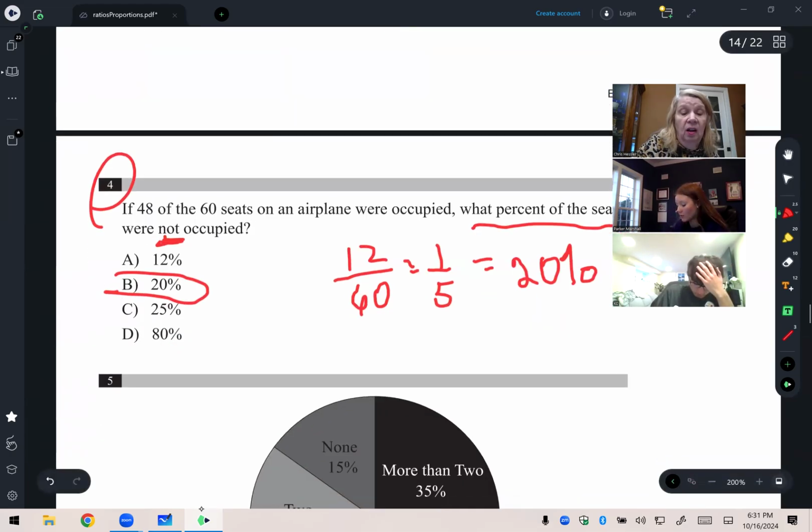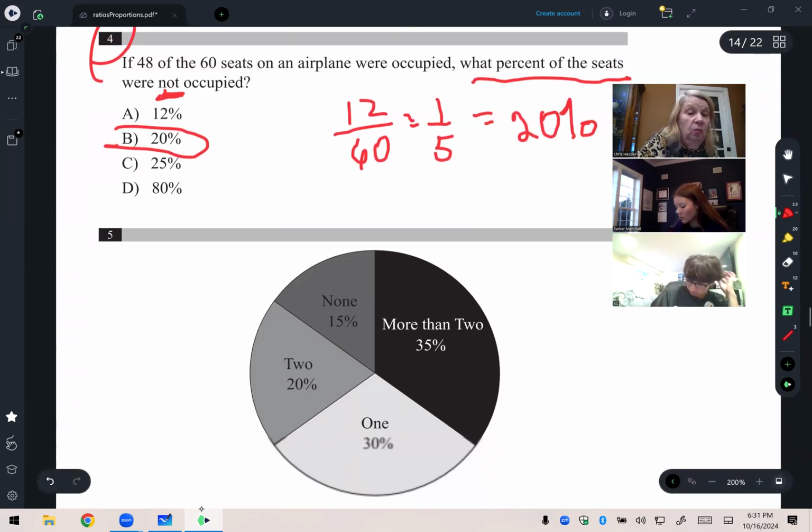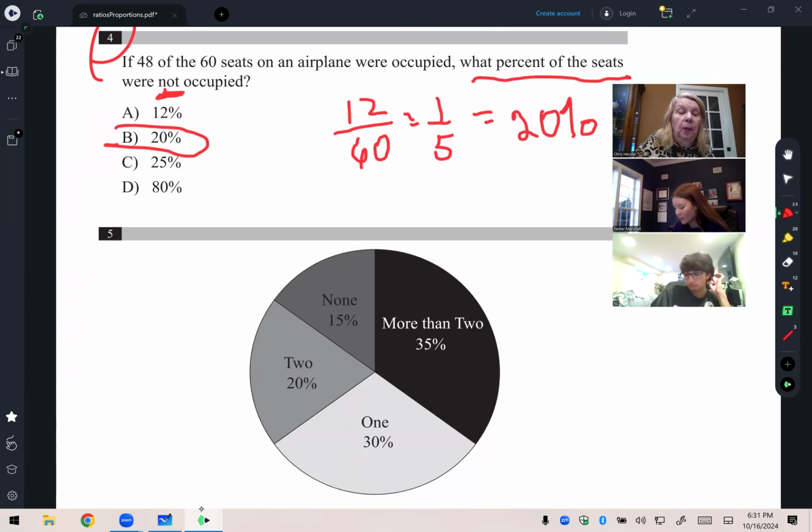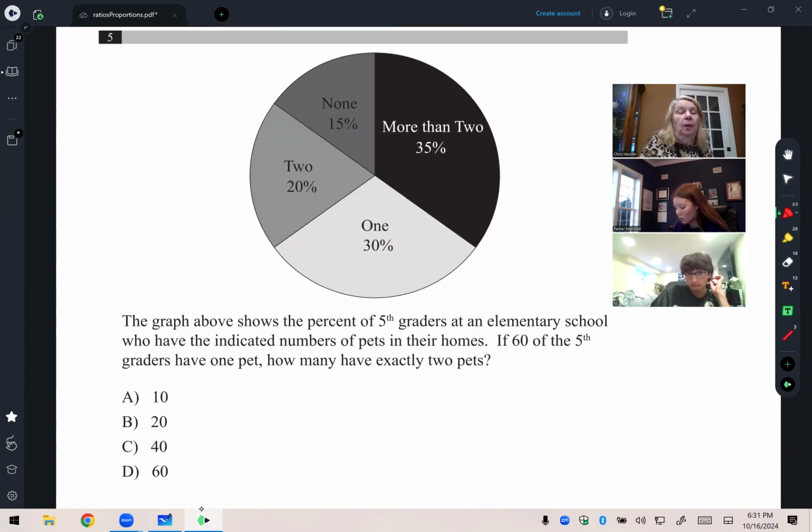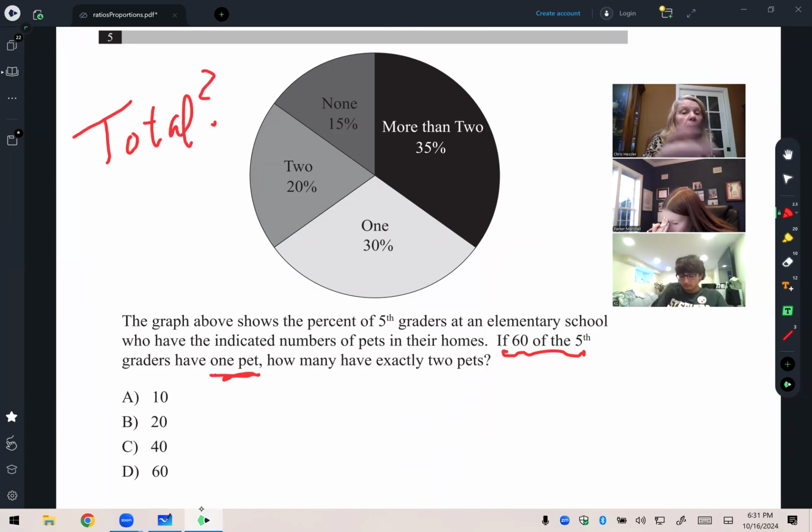Now this one's a little harder. I just don't want you to miss any ratio or percent problems. So here we have, the graph above shows the percents of 5th graders at an elementary school who have the indicated number of pets in their homes. 60 of the 5th graders have 1 pet. See, my problem is I don't know the total. So I have to get the total.